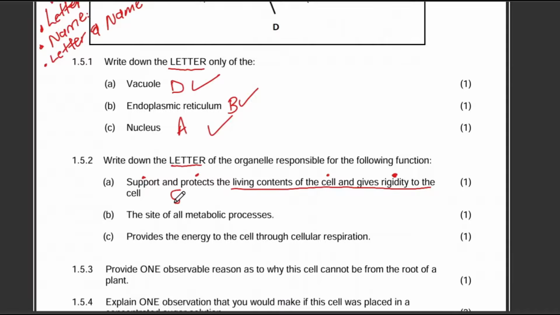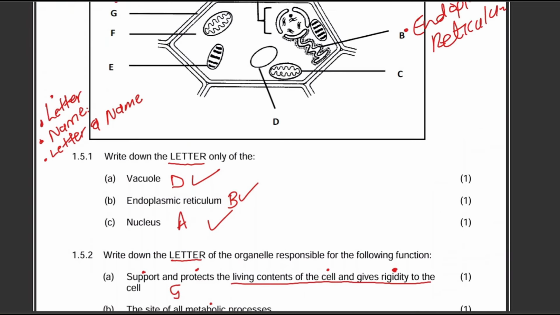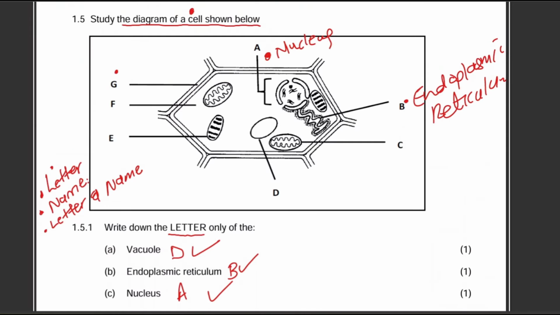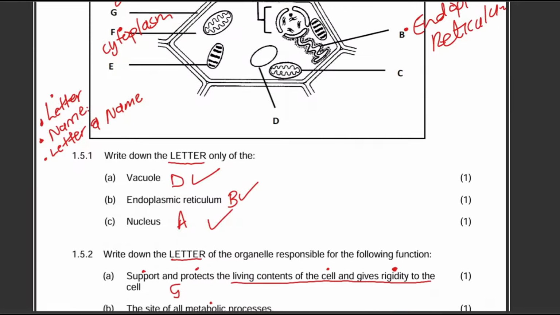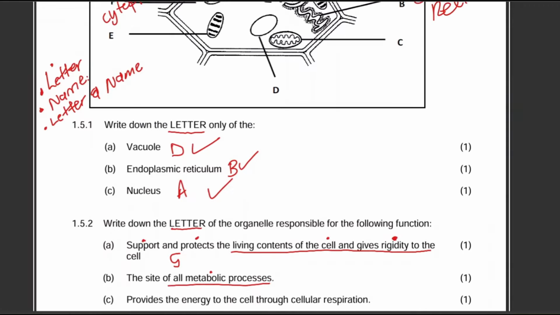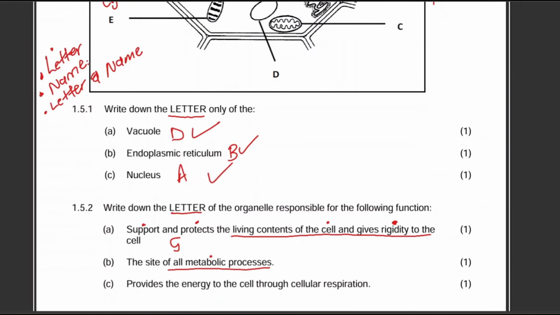So there is G. The site of all metabolic processes. All metabolic processes take place in the cytoplasm. We are going to look for the letter representing the cytoplasm, which is letter F. So we said G is the cell wall, then F is the cytoplasm, the jelly-like substance filling up the cell membrane, and this is where metabolic processes take place. That is F.